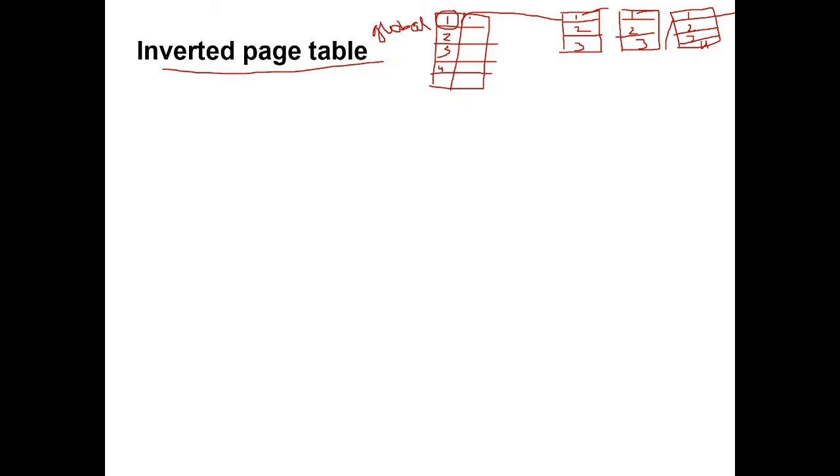That has to be understood. That's why one more entry is made here, that is the process ID. So this page 1 is of process P1. This page 2 is of process P2. This page 4 is of process P4. In this way, the page entries are stored, along with the process IDs, so that we understand which process each page belongs to. As it is a global table, only one table will be used in the operating system.